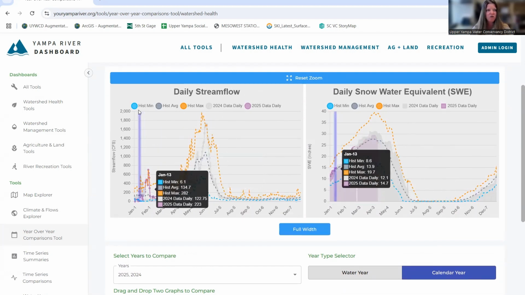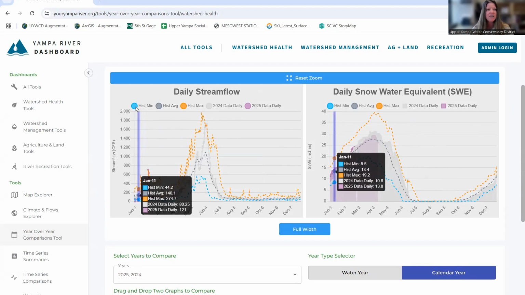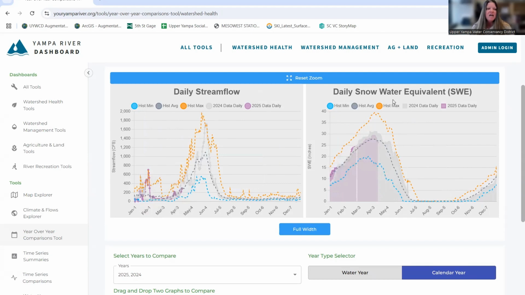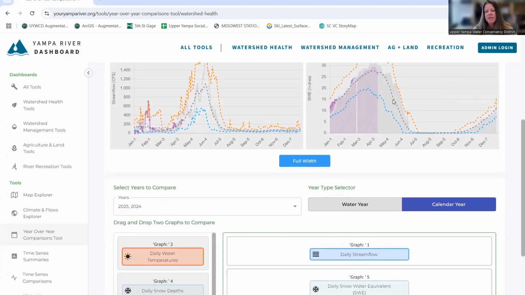So you'll see that it's already showing, it auto-populated the historical min, average, and max, 2024 and 2025 data for both of these metrics. I'd like to change that. I've recently heard a rumor that we are tracking similar to 2021, which was a pretty dry year, if you remember, and I want to see if that is true. So let's use this year-over-year comparisons tool to see if we can make our own conclusions about that.